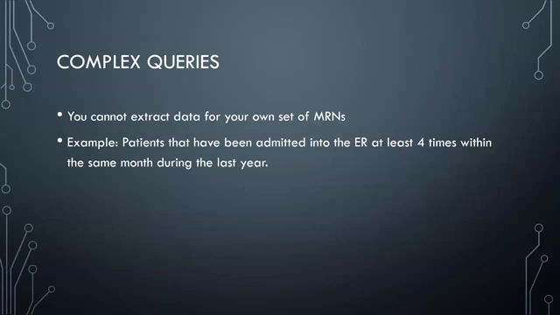Complex queries are also sometimes a bit difficult to complete in i2b2. So for example, if you have your own set of MRNs already and you want to extract data on these patients, this is not something you could do through i2b2. You can only extract data on patients based on queries you run. A specific example of a query that cannot be run through i2b2 are if I'm looking for patients that have been admitted into the ER at least 4 times within the same month during the last year.